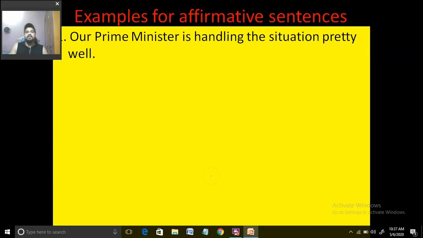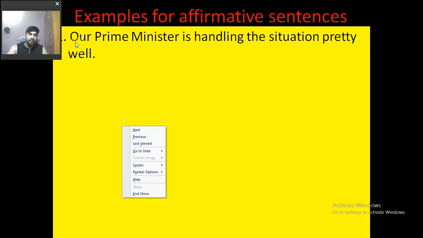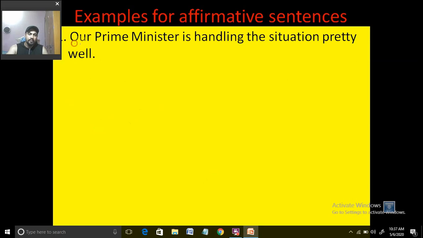Examples for the affirmative sentence. Now you see, in this statement we are using our dear prime minister. Our prime minister is our singular subject, single person. We used to have the single prime minister. Then obviously we know that with singular subject we need to use singular helping verb, so that is. So main verb is handling.